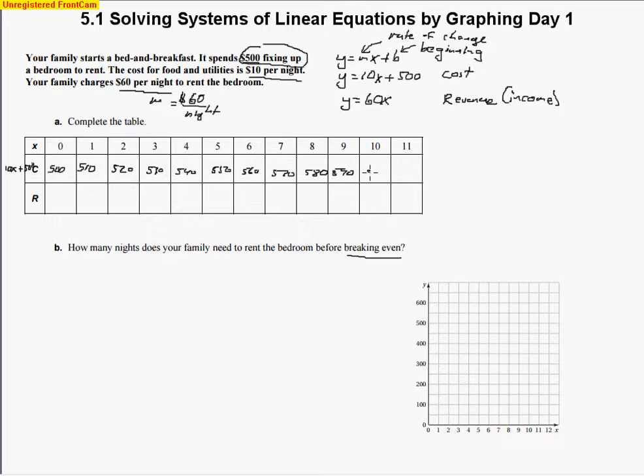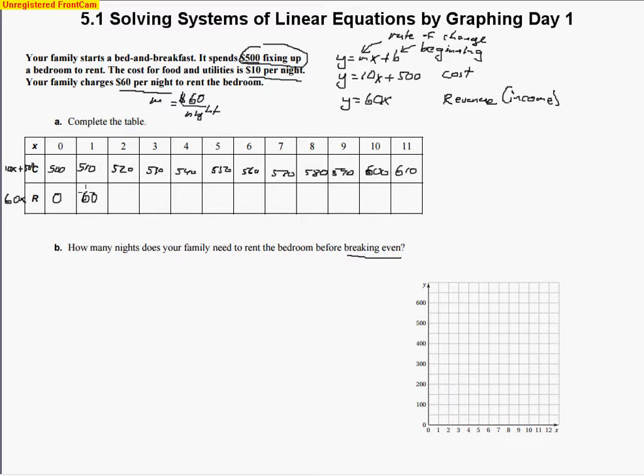So taking a look at the revenue equation, we've got an amount that's 60x. So I've got one more to fill in here, $610 after 11 nights. And so for my revenue equation, I have to substitute 0 in for x, multiply by 60, and I get 0. So you see, after 0 nights, you can see how we owe $500. But then after the first night, we have made $60, so that's what our customer gives us.